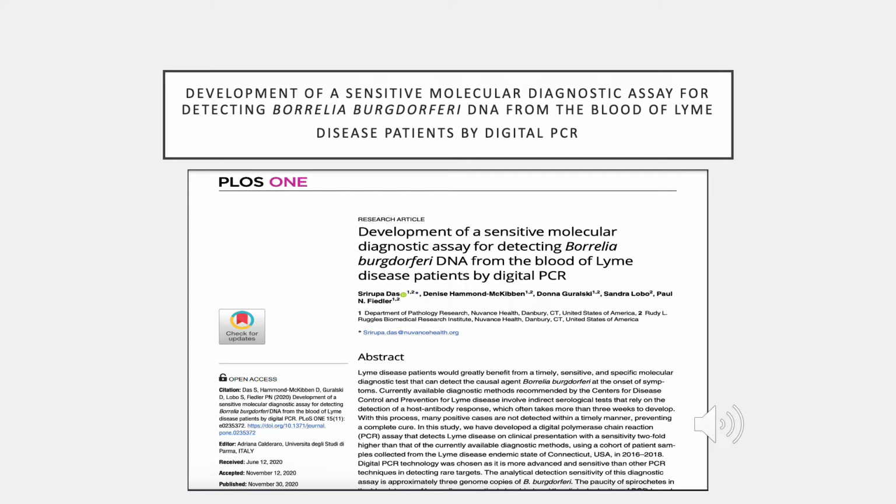This study was a cohort study which analyzed the blood of 46 clinically diagnosed Lyme disease patients. All patients had resided in Connecticut, which during the time of collection, from 2016 to 2018, was considered an endemic area. The case patients in this study were those who had been clinically diagnosed with Lyme disease, and the control patients were patients who had no presenting symptoms of Lyme disease, no previous diagnosis, hadn't been treated for Lyme disease, etc.